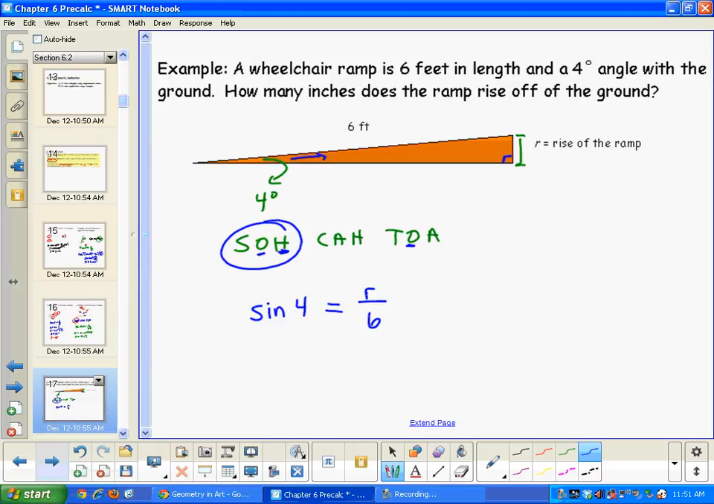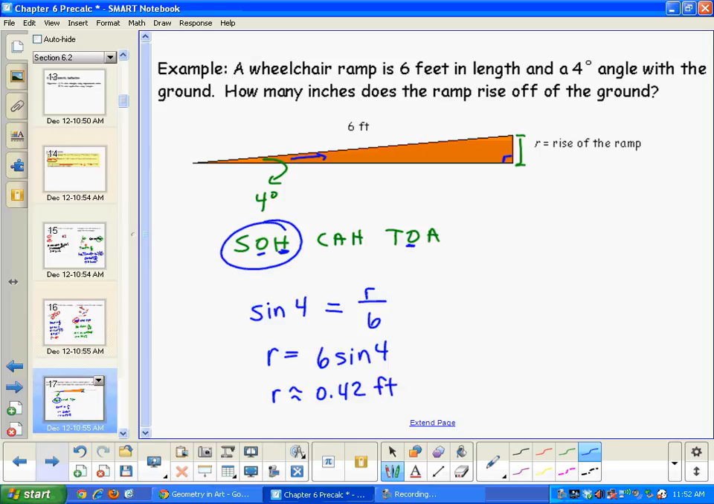Okay, so when I work through this, you might notice that that's really small. That's going to be a 4-degree angle. So if we work through this, we're going to find out that R is equal to 6 times the sine of 4. And if we use the calculator to evaluate, you get approximately 0.42, and that's going to be feet. Okay, now that's really small.